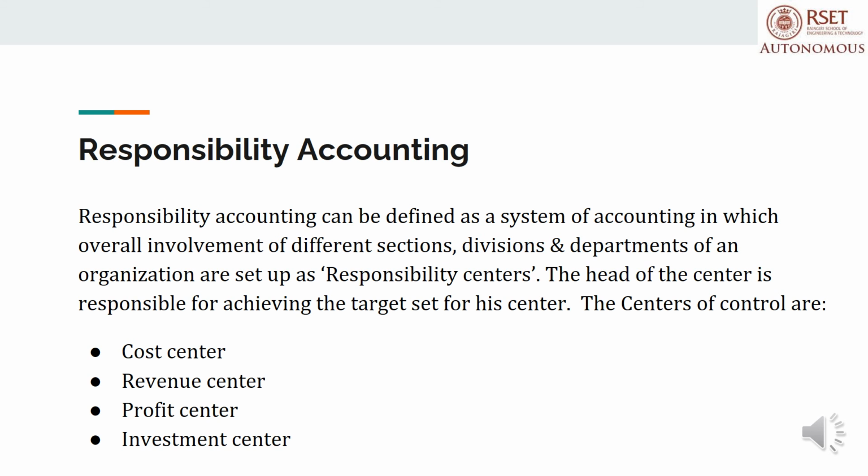Next is responsibility accounting. Responsibility accounting can be defined as a system of accounting in which the overall involvement of different sections, divisions, and departments of an organization are set up as responsibility centers. The head of the center is responsible for achieving the target set for his center. The centers of control are cost center, revenue center, profit center, and investment center.